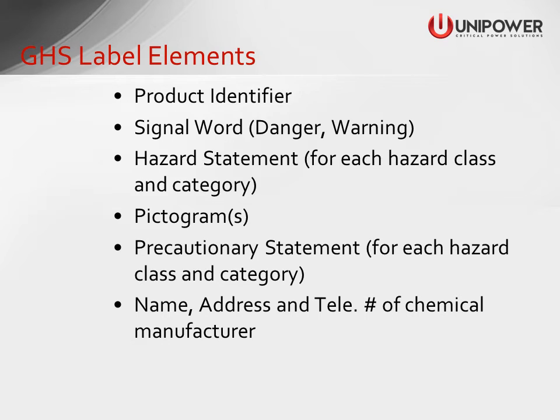Label elements under the GHS system include product identifier, a signal word, usually danger or warning, a hazard statement, which is written for each class of hazard and category, pictograms for employees to easily identify the hazard, precautionary statement for each hazard and class category, and last but not least, the name and address and telephone of the chemical manufacturer.